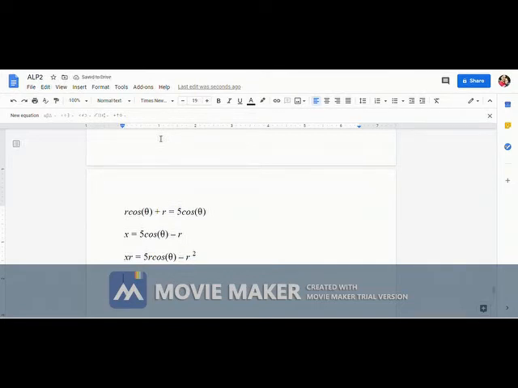Alright, and now we have r cosine theta equals, we already know that equals x, and r squared equals x squared plus y squared. So, since it's a minus r squared, it'll be xr equals 5x minus x squared minus y squared, because it's minus r squared.